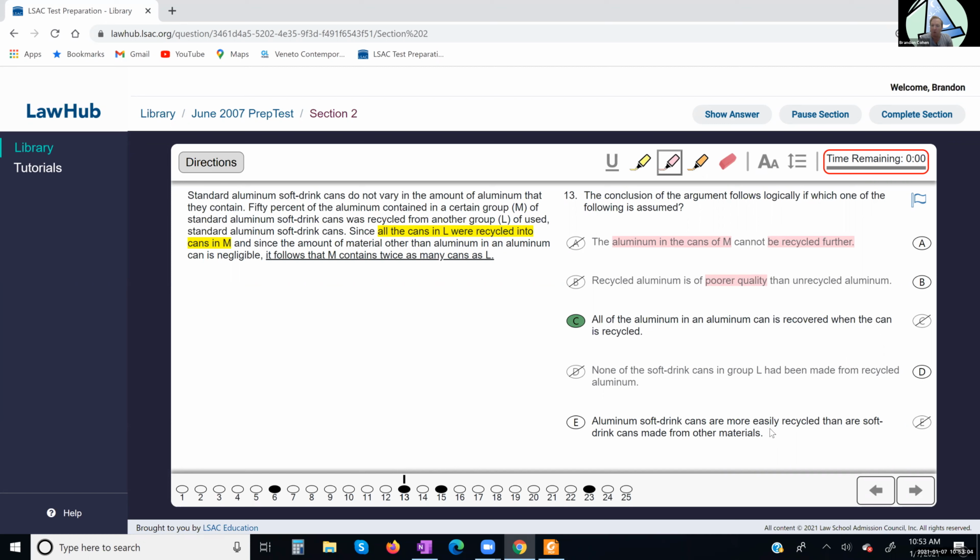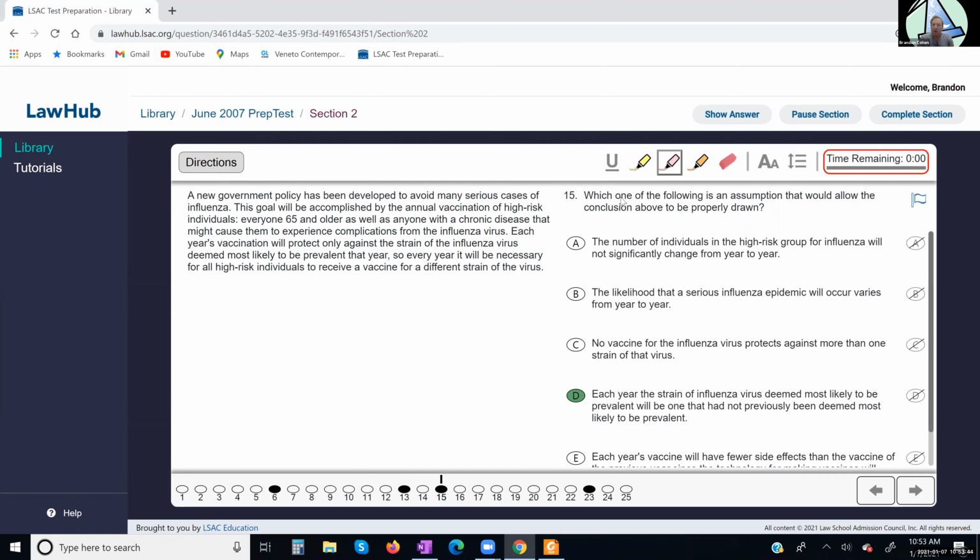Aluminum soft drink cans are more easily recycled than soft drink cans made from other materials. This is creating a comparison of aluminum versus others. This is a degree, you have to notice the degree of comparison, relativity. Aluminum versus other materials is not relevant because we never cared about other materials in this argument. C is just telling us about aluminum. Aluminum has this characteristic at the absolute level. It's non-comparative, okay? And it's strong enough to tell you for sure that you are going from this 100% to the next one. And that's where C ends up being the correct answer.